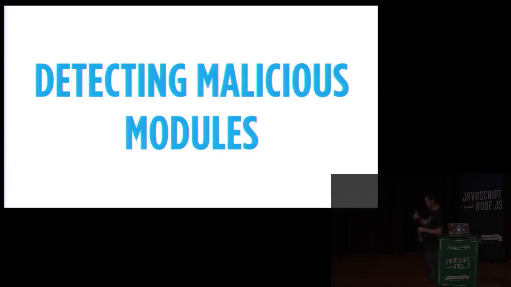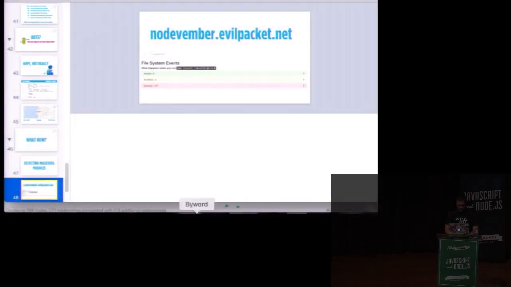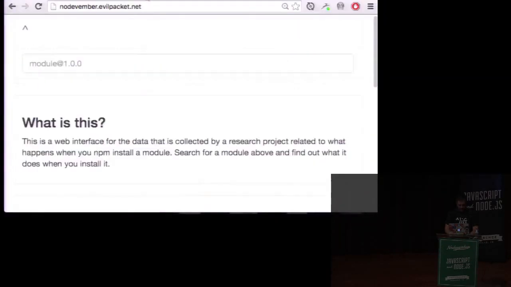What about modules that are, say, like the CoffeeScript module, but actually have malicious behavior on install, just like the rimrafall module? How might we be able to find those in the registry? So I started a project, and it's available at nodevember.evilpacket.net, and it is a search engine for what a module does on install.